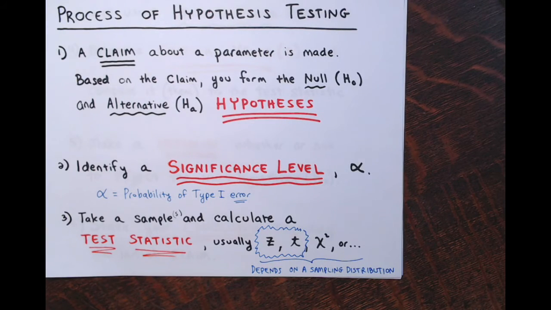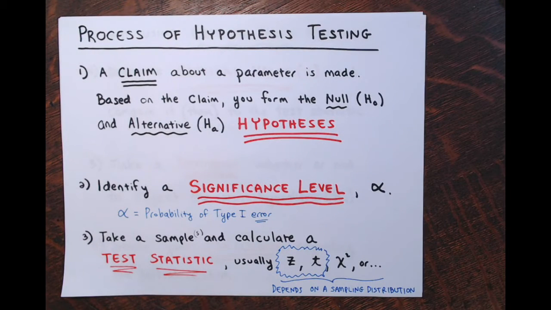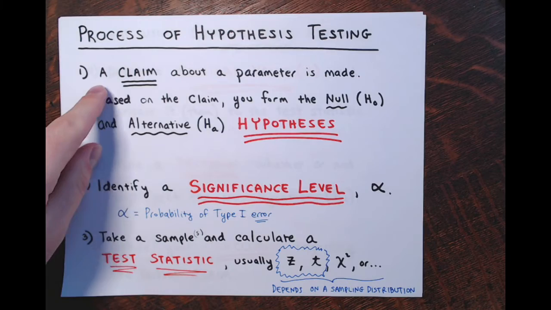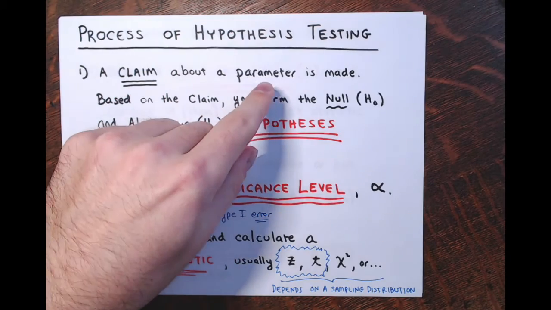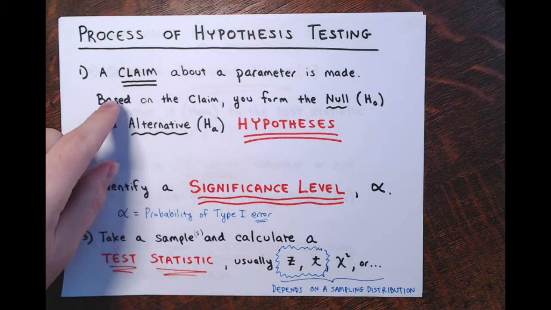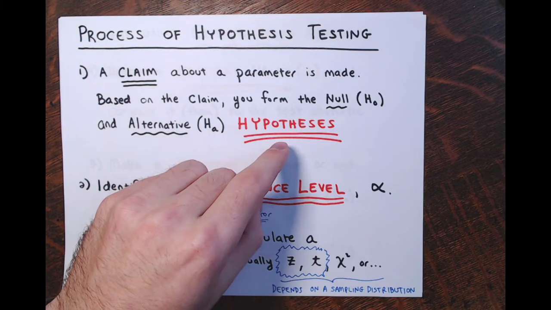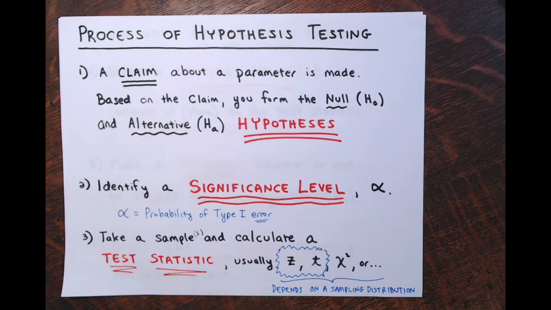So same page I drew up earlier. This is the process of hypothesis testing. So I'll go through it a little more quickly this time. One, a claim is made about a parameter. Some claim about some aspect of the population is made. Then based on that claim, hypotheses are formed, two opposing hypotheses, two contradictory hypotheses.